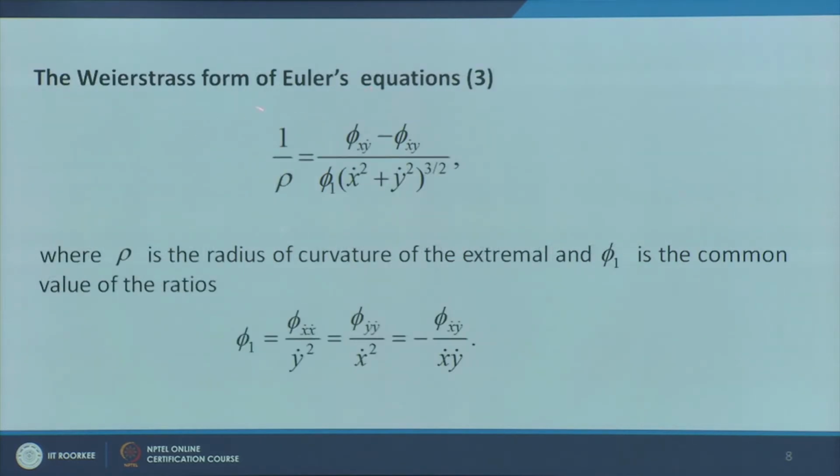Now to solve this equation, we will need the Weierstrass form of Euler's equation, which is 1 over rho equal to (phi x y dot minus phi x dot y) over phi 1 times (x dot square plus y dot square) to the power 3 by 2, where rho is the radius of curvature of the extremal and phi 1 is the common value of the ratios. So phi 1 is given by phi x dot x dot over y dot square, phi y dot y dot over x dot square, minus phi x dot y dot over x dot y dot. This is the Weierstrass form of the Euler's equation. We can solve a Euler's equation by using this Weierstrass form also.